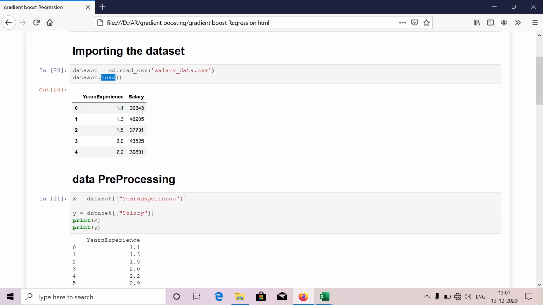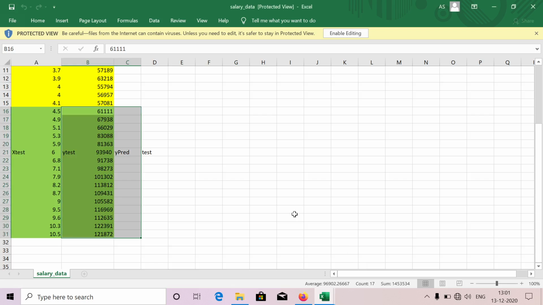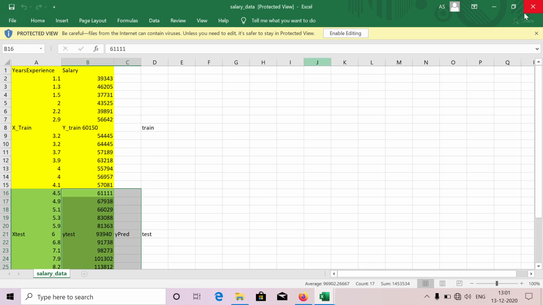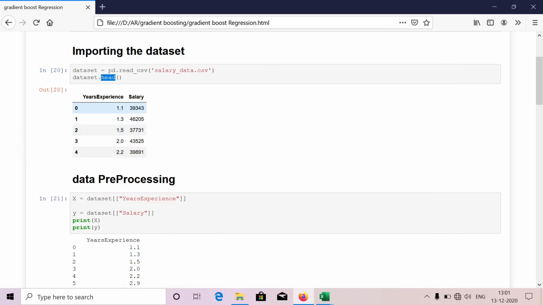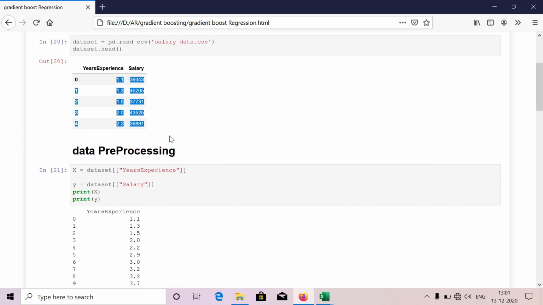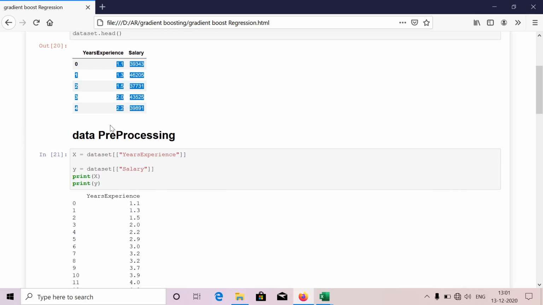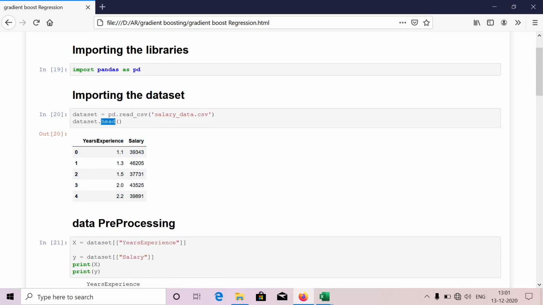Initially I accessed my data set, the data set I just explained. Similarly, here 1.1, 1.3 are displayed as the first 5 records. Then I am confirming whether I am accessing my data set correctly or not by using this head command.